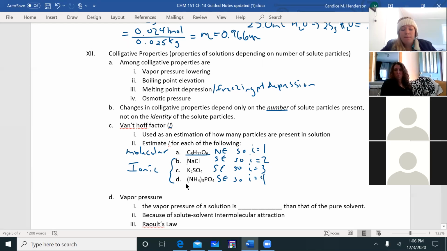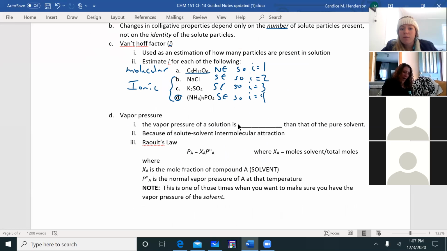So if I was to ask you, what is going to affect the solution the most, you would go with D. D is going to have the strongest effect. If we had a mole of each of these, this would have the most bang for its buck. So the first colligative property we'll look at is vapor pressure. The vapor pressure of a solution is going to be lower than that of the pure solvent. So if I have water versus water with salt, the water with salt is going to have a lower vapor pressure.